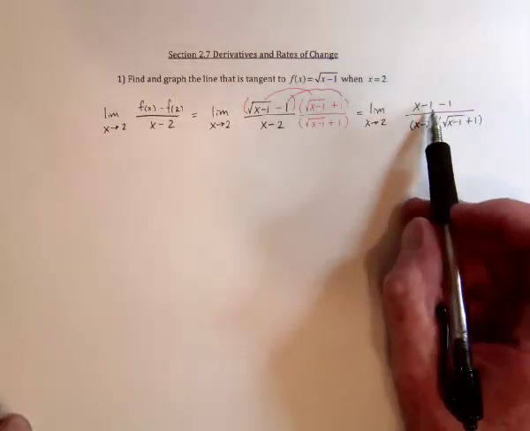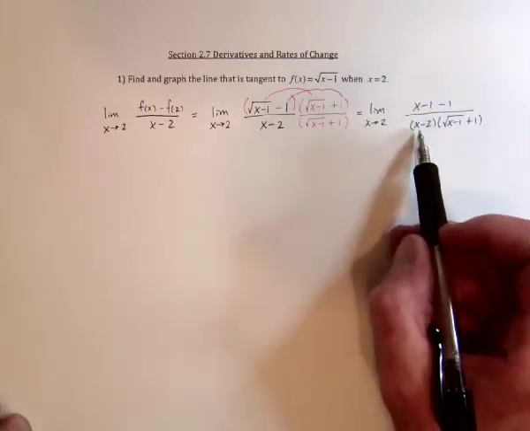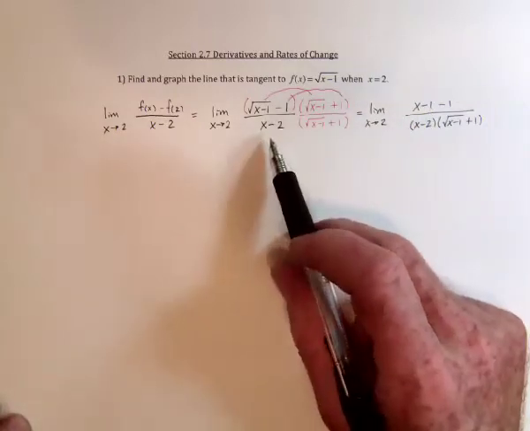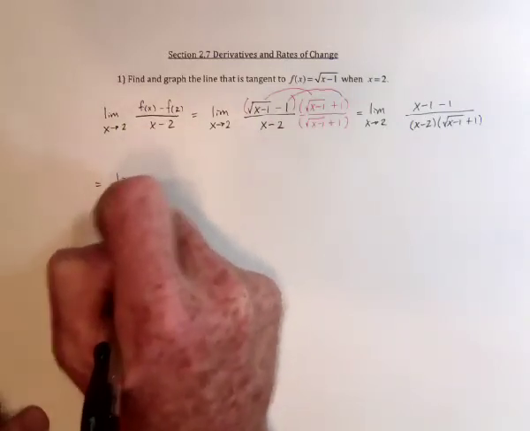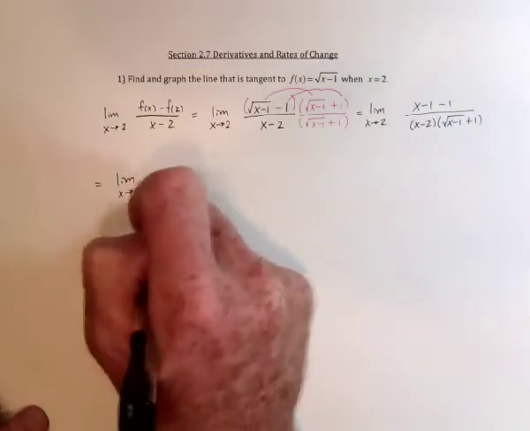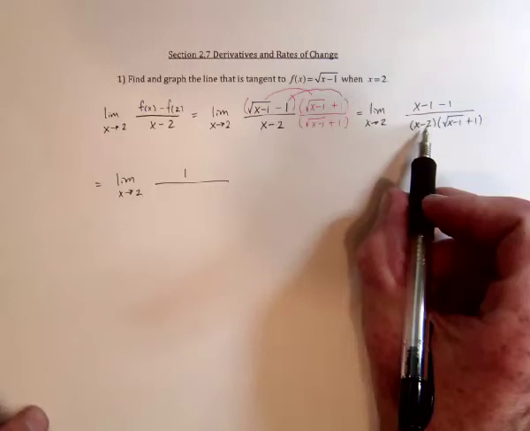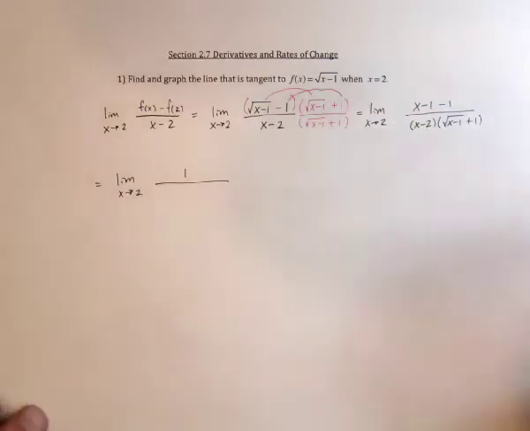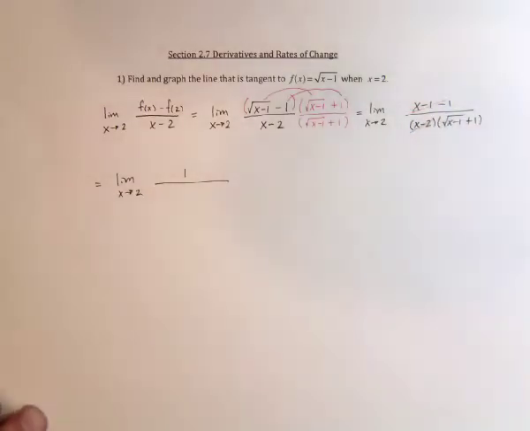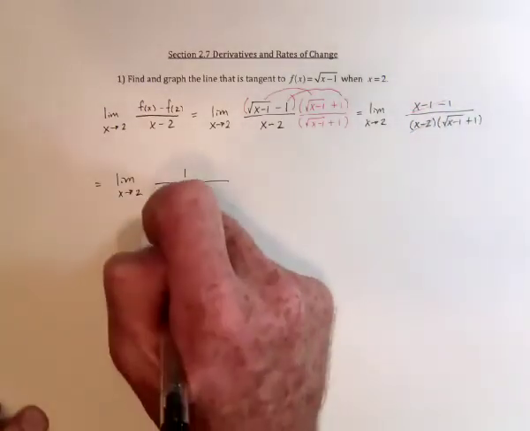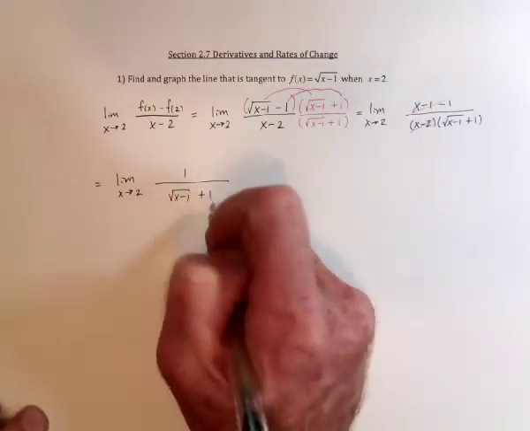As you can see, this now becomes x minus 2, which is going to cancel that x minus 2, which is eliminating that division by 0. So when we cancel, we would be left with a 1 on top. This would be canceled, so we're canceling all of this with all of this. And what's left is the square root of x minus 1 plus 1.